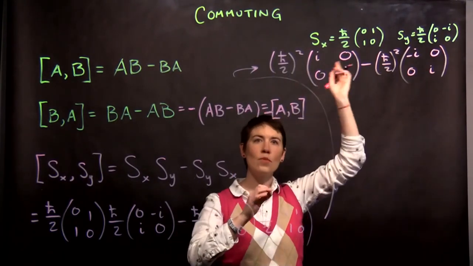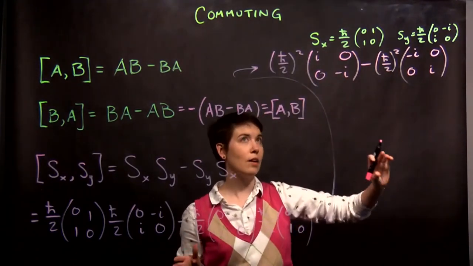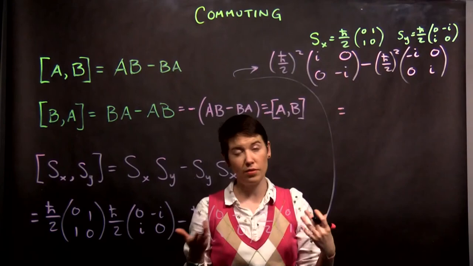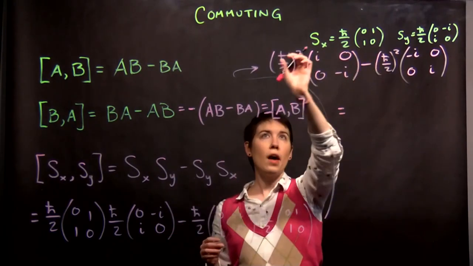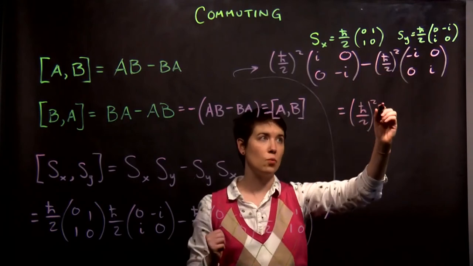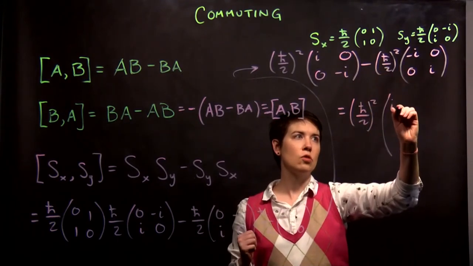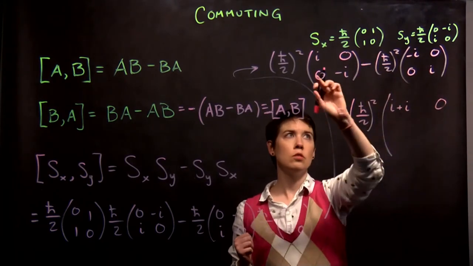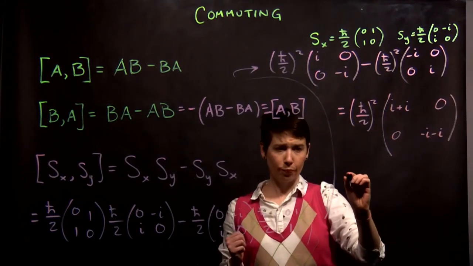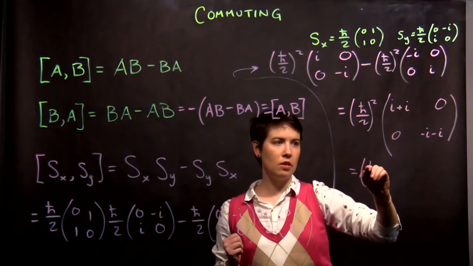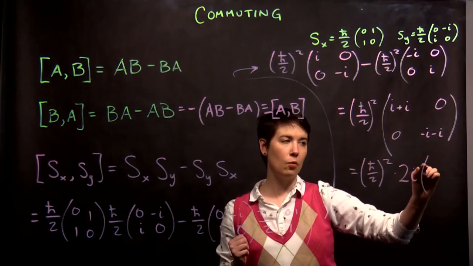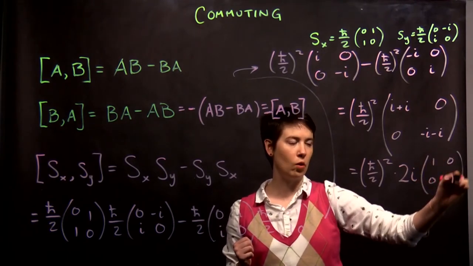So now if you look, something nice has actually happened. Both of these have just diagonal elements, and so I can actually think about combining them together. You could combine them together even if they weren't just diagonal elements, but this will be quite simple. They both have an h bar over 2 squared out front, but then we have to be careful because there's a minus sign in front of this one. So this is i minus minus i, so i plus i, 0 minus 0, 0, 0 minus 0, 0, negative i minus i. So that is just going to be h bar over 2 squared, and I'm going to bring out a 2i, and what I'm left with is 1, 0, 0, minus 1.